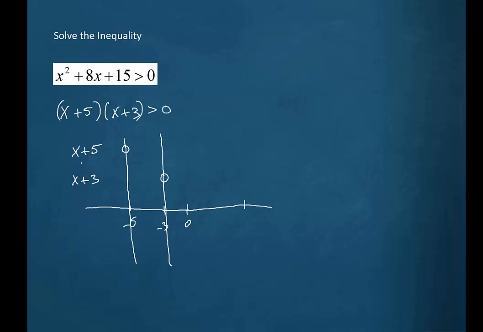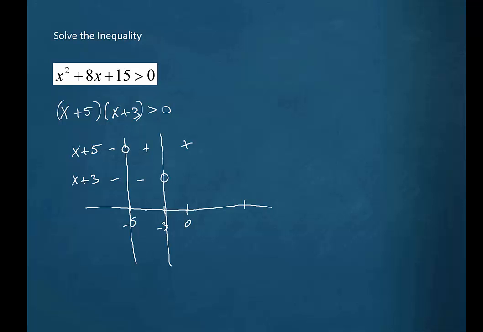If I think about this factor, x + 5, if I plug in values of x that are less than -5, like say -6 or -7 or -8, I would wind up with a negative result. If I plug in anything between -5 and -3, like say -4, I'd wind up with a positive result. And the same to the right out here. If I plug in anything bigger than -5 for x in x + 5, I'll wind up with a positive result.